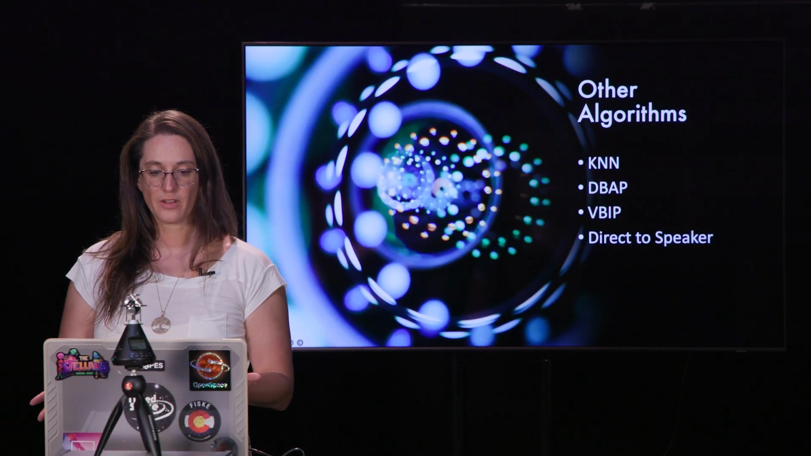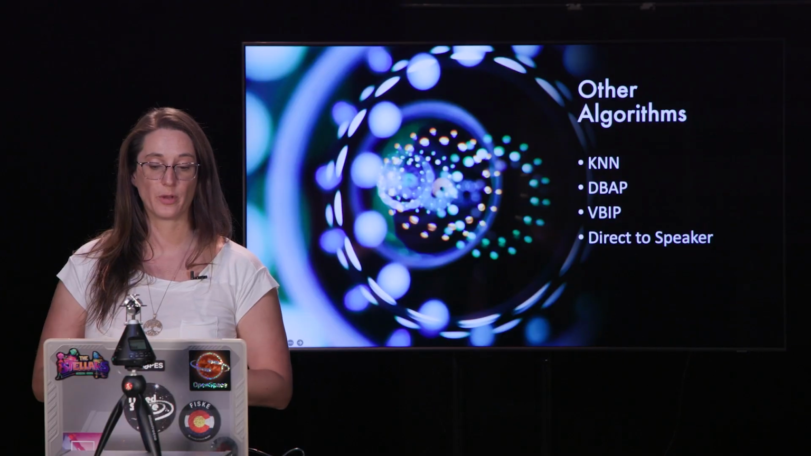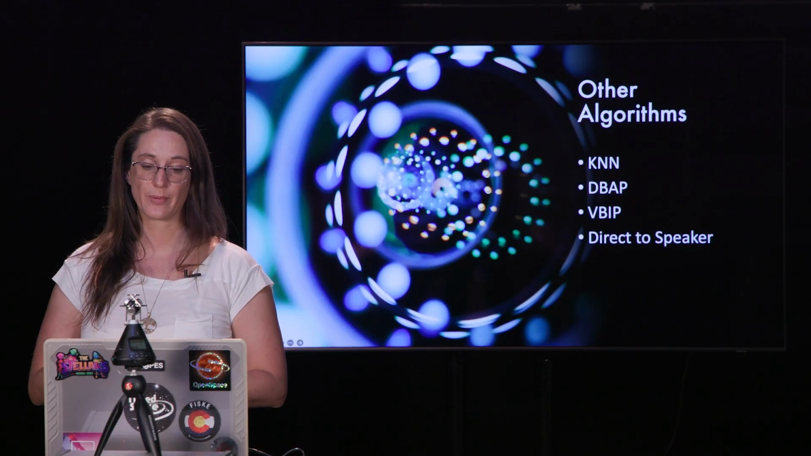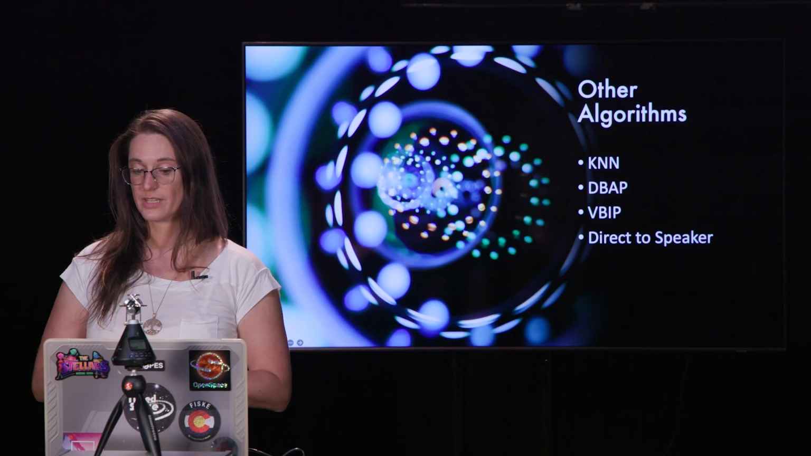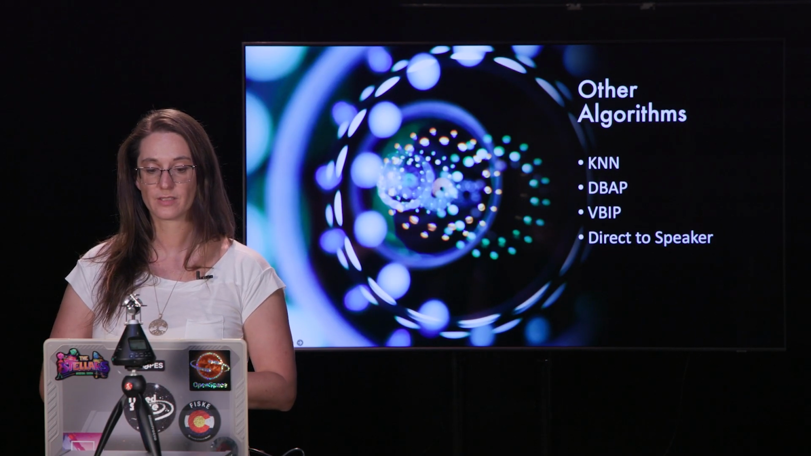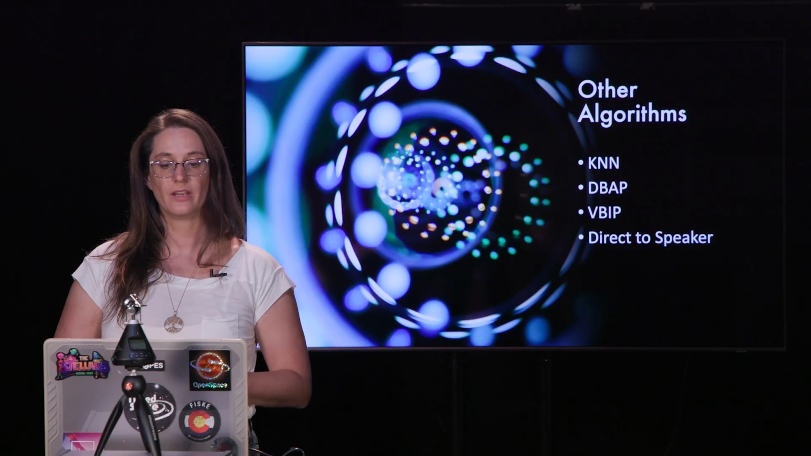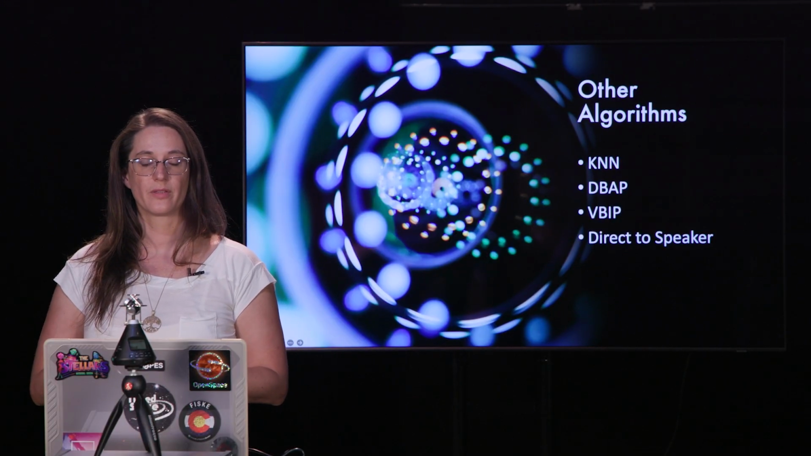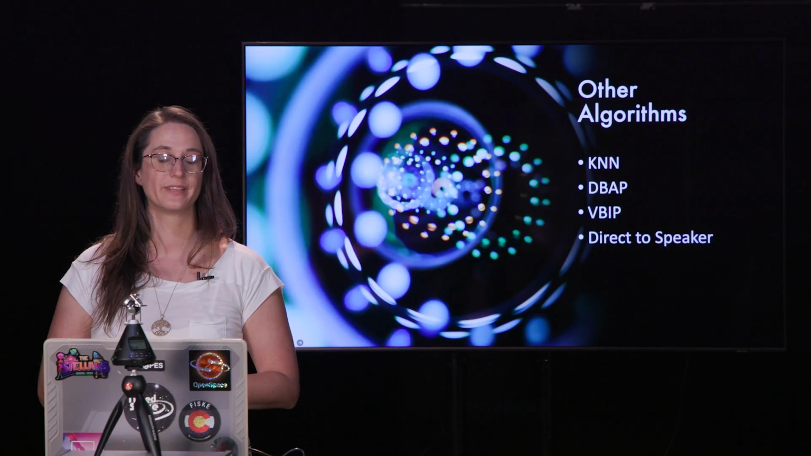Other algorithms that you can play with. I know we've talked about DBAP and VBIP a little bit, but there's also K nearest neighbor. That one creates a really cool resolution. It's probably one of my favorites that Spat uses. You can also do just direct to speaker. You don't need to use a spatialization algorithm. You can just use a speaker as long as there's a speaker where you want a sound to be.